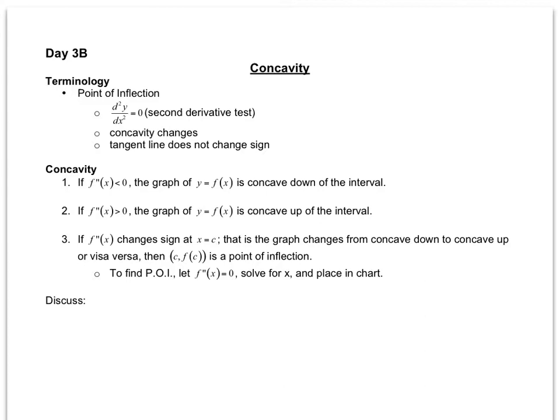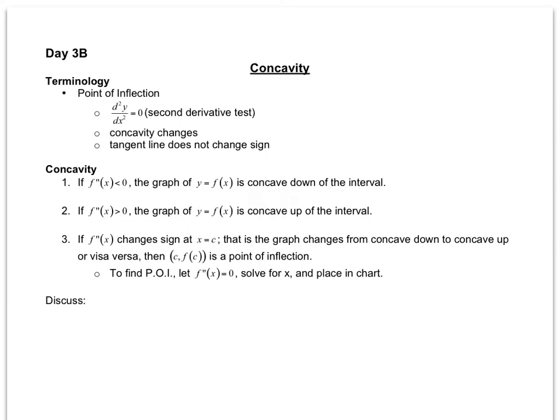So if you look right here, the second derivative test is where you take the second derivative and set it equal to zero. And where you find those x values for when the second derivative is equal to 0, you get where the concavity changes. Special note, the tangent line does not change sign for concavity, or for the point of inflection. So we'll discuss that a little bit later.